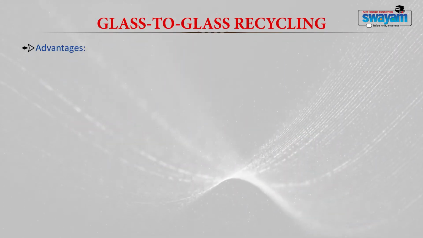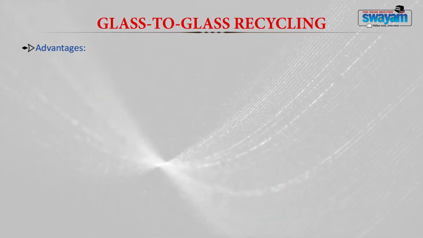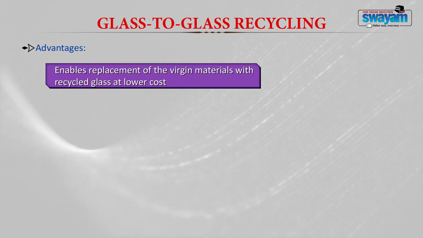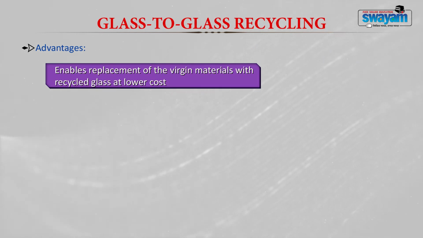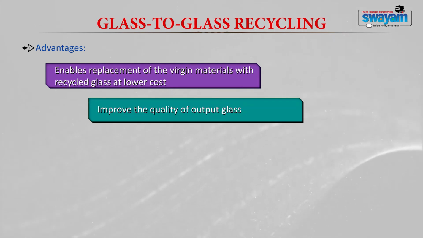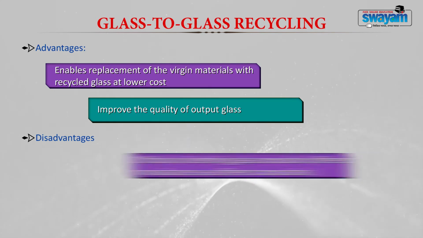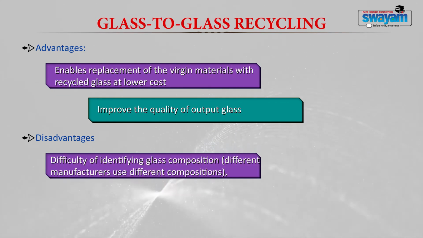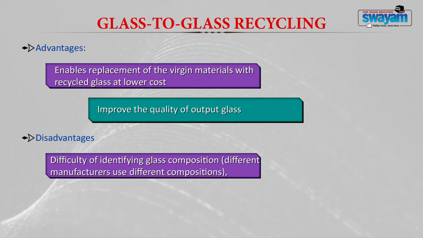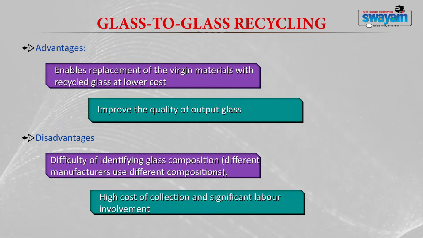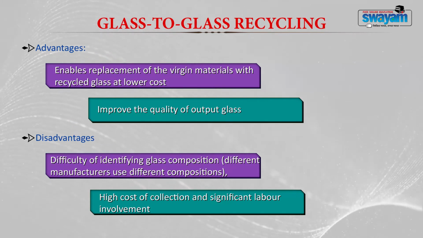Now, the advantage of glass to glass recycling is that it enables replacement of virgin material with recycled glass at lower cost. Also, it improves the quality of output glass. Now, there are also disadvantages. Identifying the glass composition in the waste CRT is difficult. Also, it involves high cost of collection and significant labor.